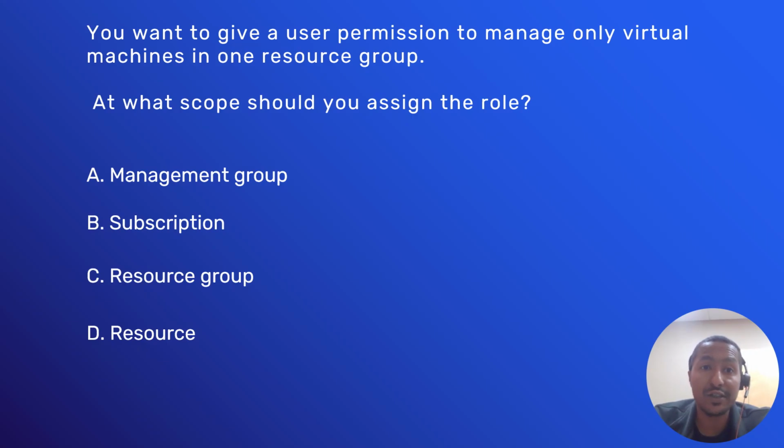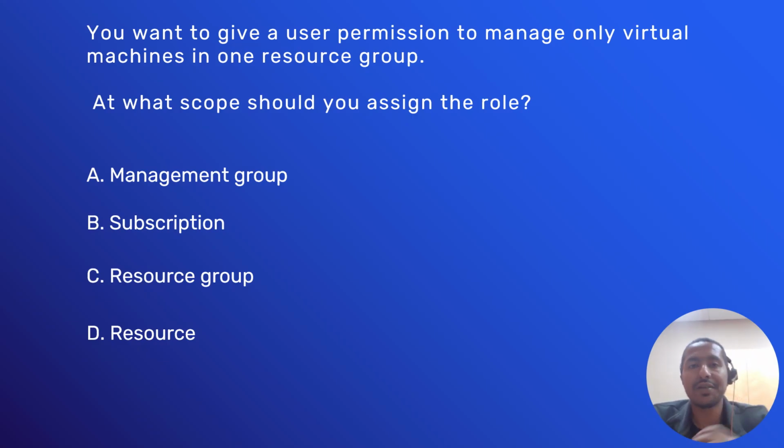Option D, resource. This option would work only if you wanted to give access to a single VM, not all VMs in the group. The question says virtual machines, plural with the S. So this scope would be too narrow and not practical in this case.